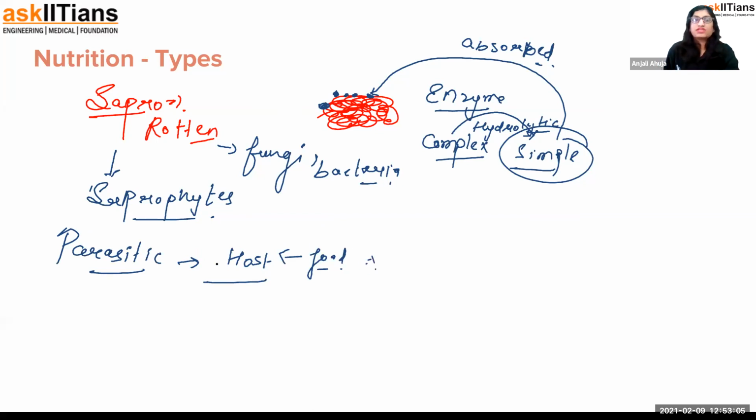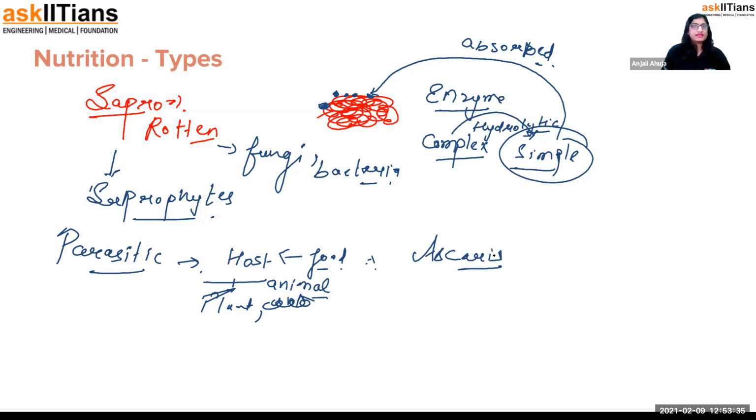Is that clear? So this host can either be a plant or it can also be an animal. Just remember that. You can think about a lot of diseases, guys. Like stomach problem diseases, you must have heard about in the Why Do We Fall Ill chapter last year. Ascariasis, it's there in the intestine. So this is also residing on us. We are the host to them. So that is also a parasitic mode of nutrition.